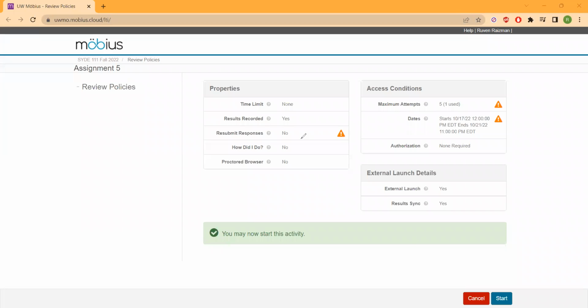Hello, today what we'll be doing is we'll be taking up Mobius assignment 5. So let's get started.